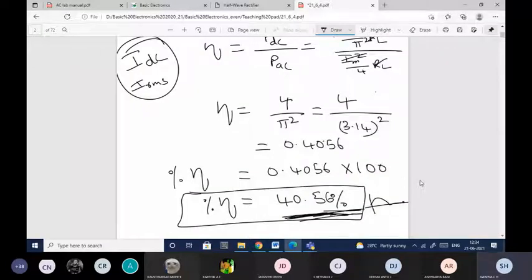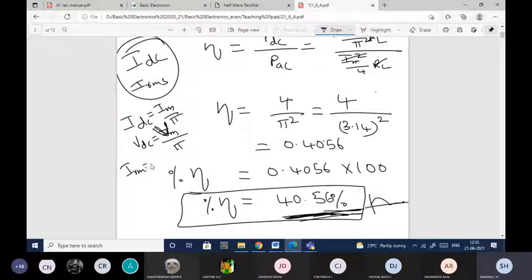Here you need to always remember the typical values, the equations we have got. IDC is Im by pi. All these equations you need to remember, because in the exam they may ask you to solve problems. So you need to remember Vm by pi. IDC is Im by pi, VDC is Vm by pi.